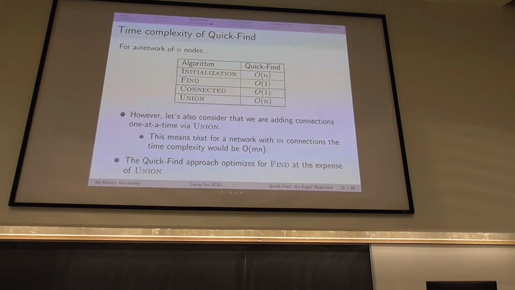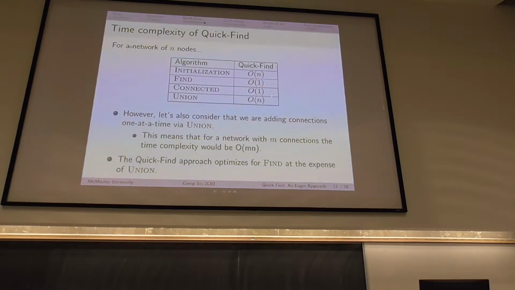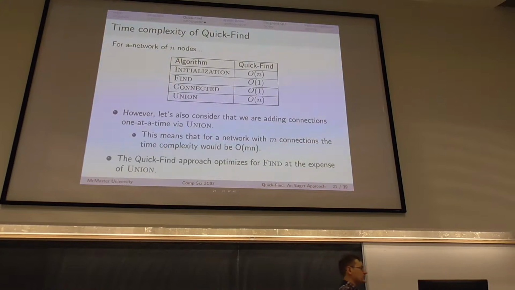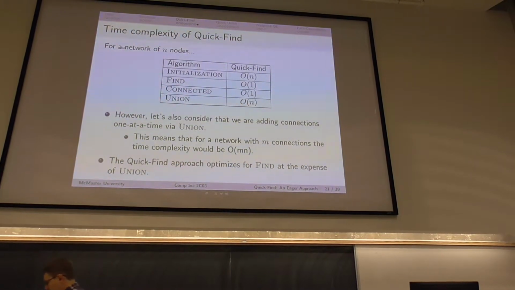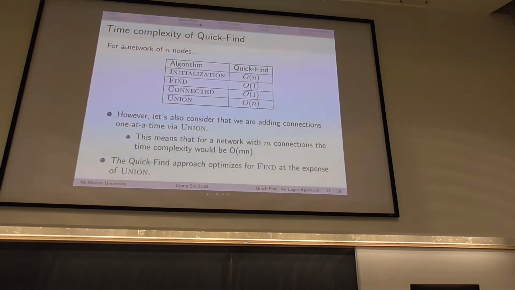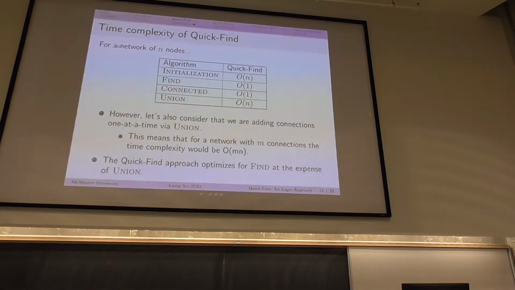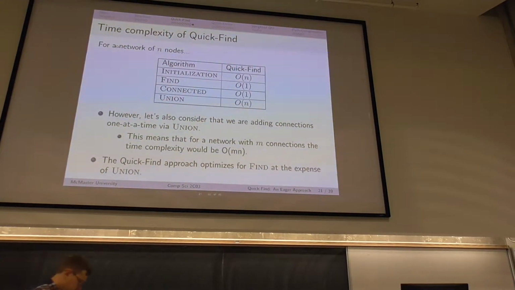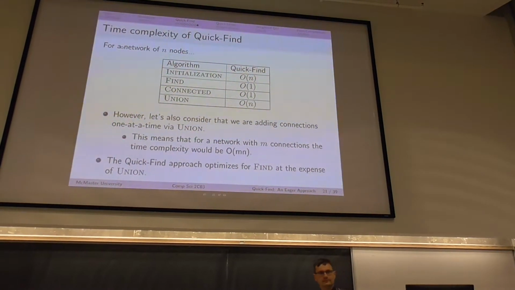However, let's also consider that we are adding connections one at a time via union, right? It's not just that it's linear, the union operation itself is linear time. You must also consider how many times that operation might be performed. Because we are starting off with an uninitialized data structure with respect to connections, any kind of network that we may wish to represent must be built up from scratch. That will require, at maximum, n calls to union, right?